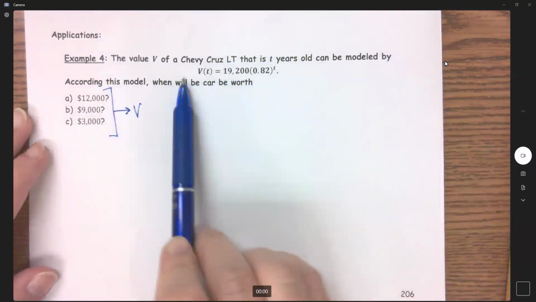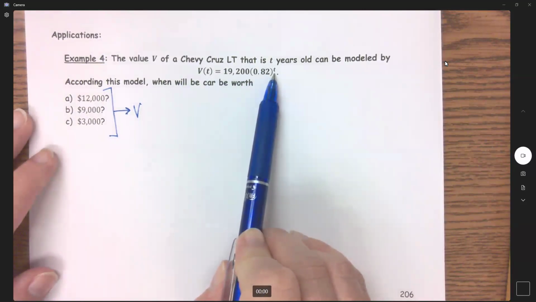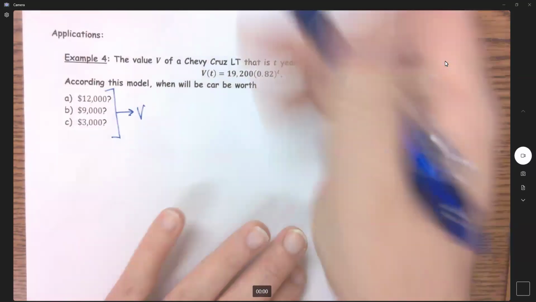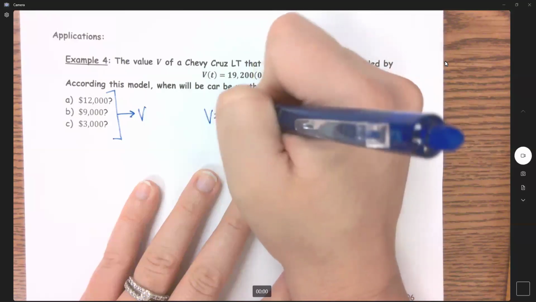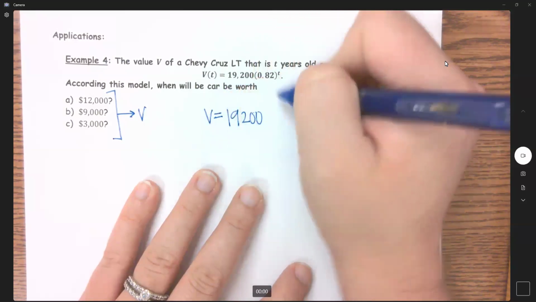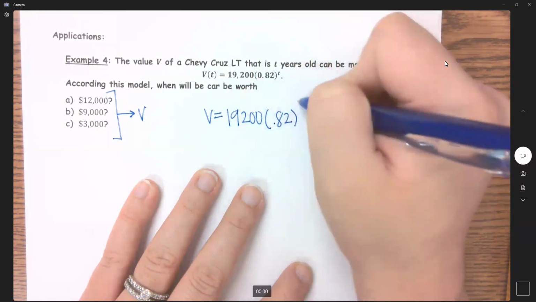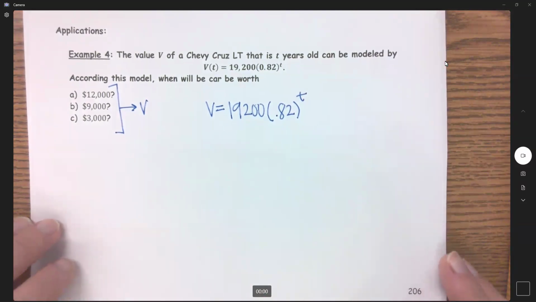Or just take this equation here and rewrite it where you have solved for T, and then it's just substituting in these three values. So I'm going to rewrite this down here where I don't have V of T, just V. And now let's solve this for T.